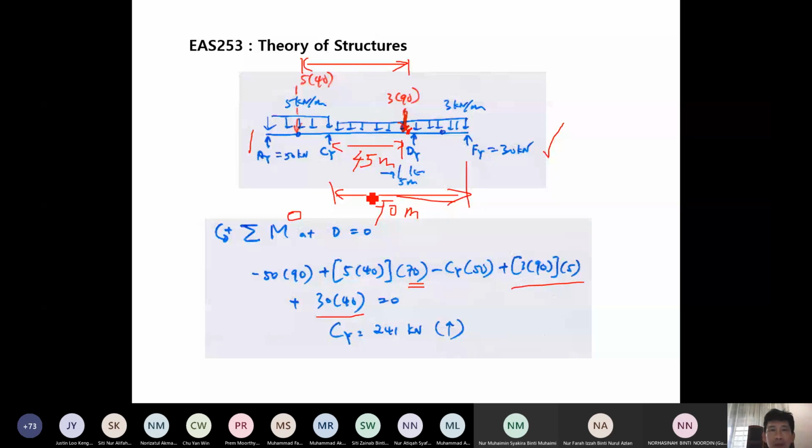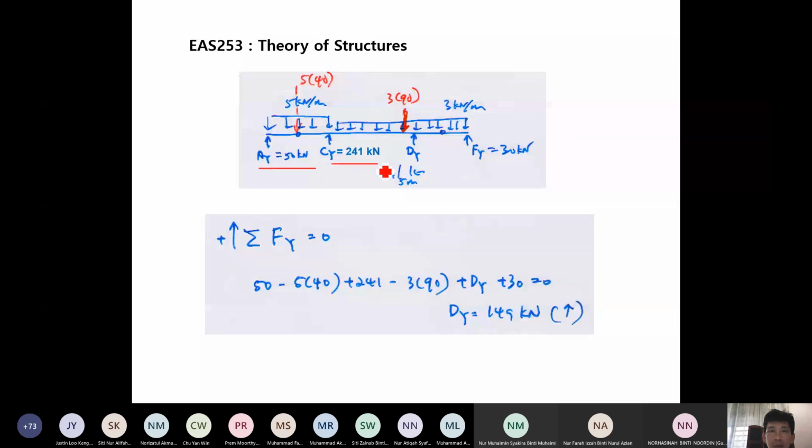So lastly, this one already decided, this one decided, this one decided. So only the last one, this is what we have to calculate. So we make use of summation of forces in y direction, which is vertical forces. So this one plus this one plus this one plus this one would be equal to 0. So 50 minus 540 is this, plus 241 minus 3 times 90 is this, plus Dy plus 30. So finally we solve Dy also positive 149.